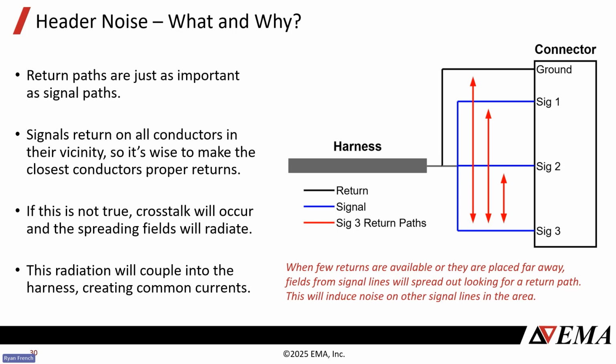The radiation from these fields spreading couples onto everything in the area, including the connector. And if it gets on the shell, onto the shield of your harness, you've induced common noise. And that is exactly how you end up failing EMI. So connector launches, always have to pay attention. Everywhere, make sure that you pay attention to your return paths, but especially when you are launching signals off of your board.